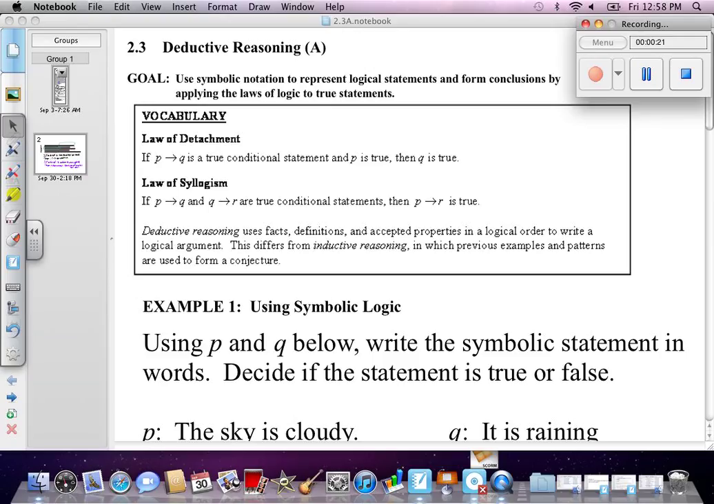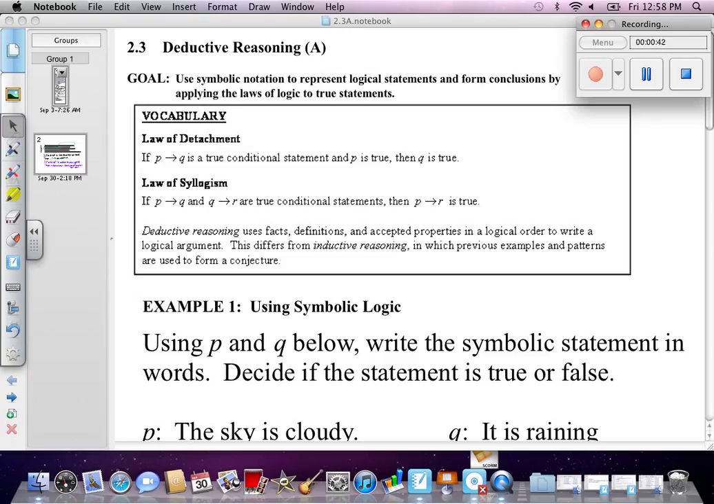These are two laws of logic, and you can have these on your postulate and theorem sheets. One is the law of detachment. If P to Q is a true conditional statement and P is true, then Q is true. If the hypothesis and the conclusion of a conditional statement are true, then both the hypothesis and conclusion are true.